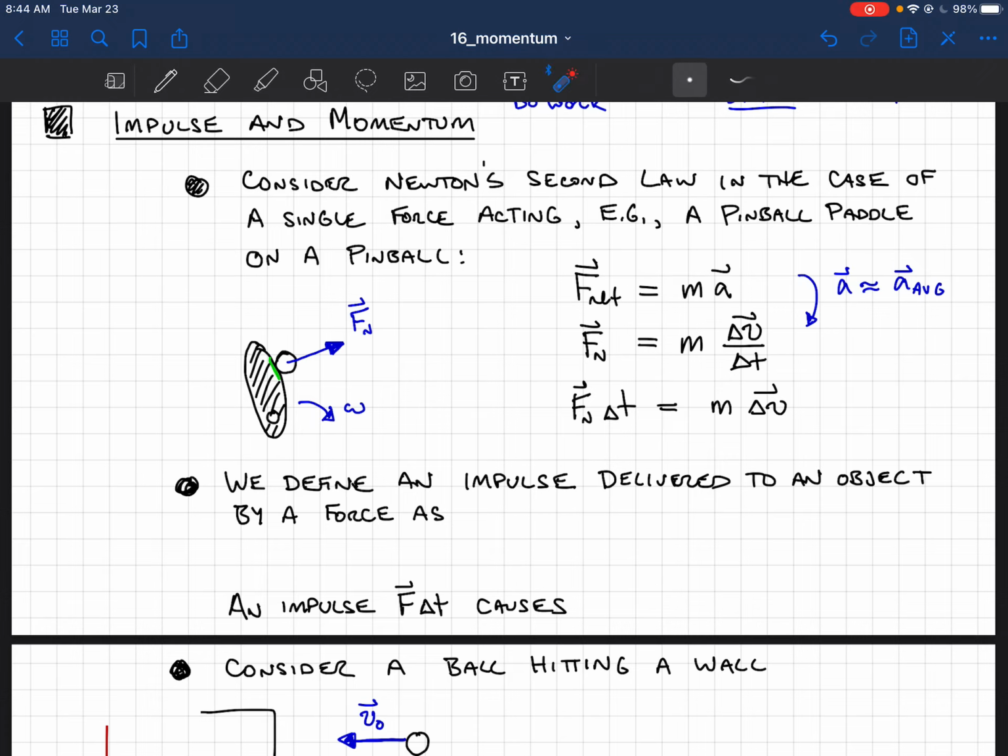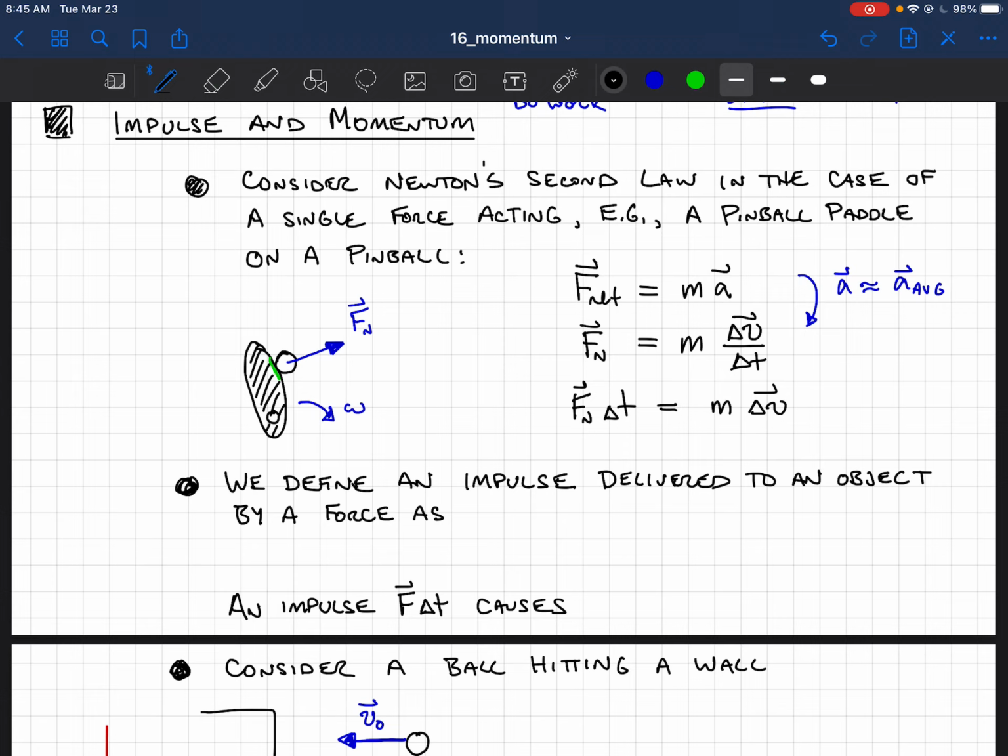So we can think about Newton's second law, which before was forces cause accelerations, in a different way. We can think about it as forces over time cause m times delta v, or changes in velocity multiplied by m. So how do we do that? Well, we define an impulse.